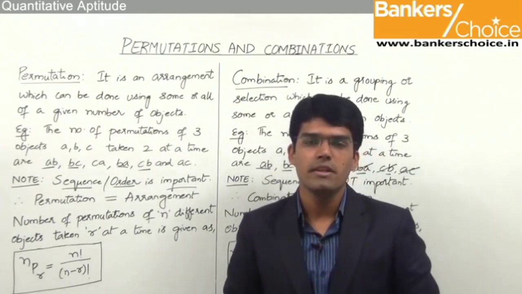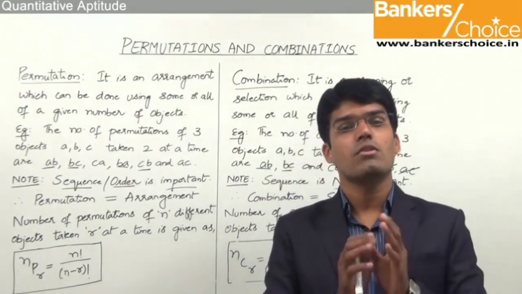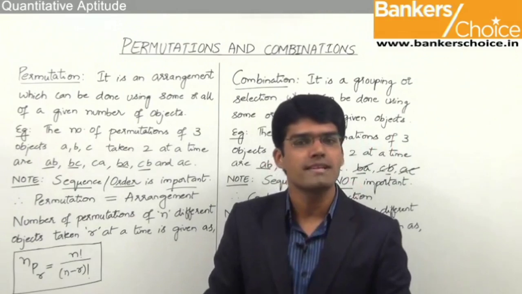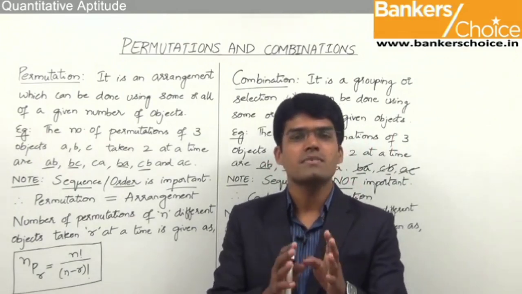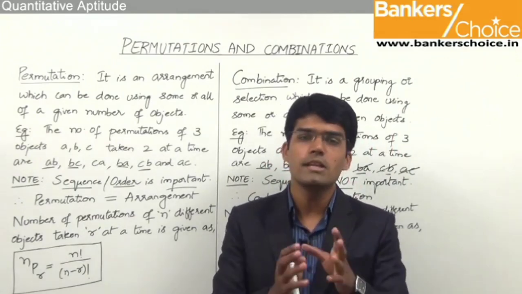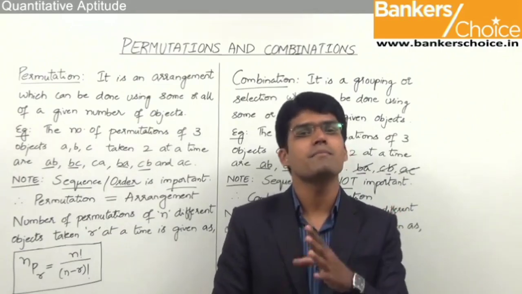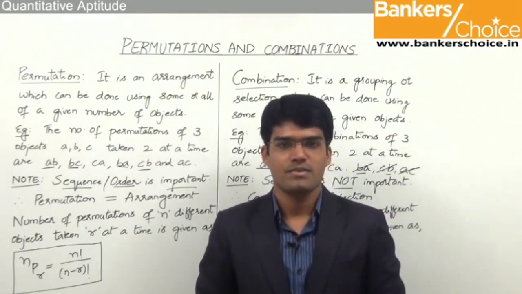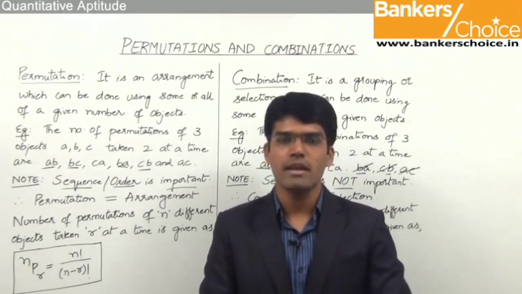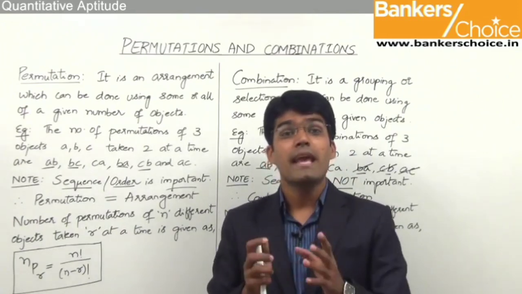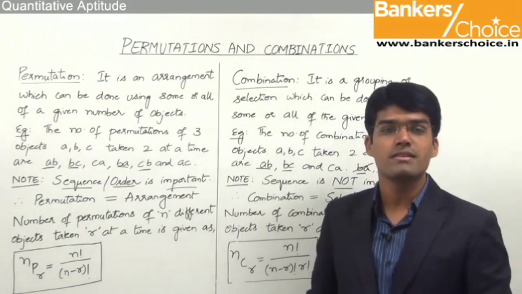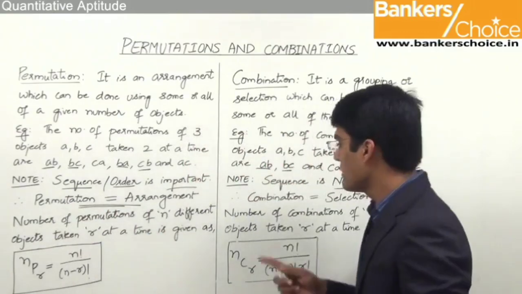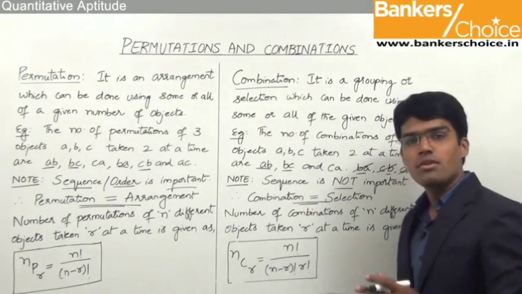So the key point that we need to understand here is the sequence or the order. Whenever the sequence of objects or the order of objects plays an important role, it comes under permutation. And when the sequence or order of the objects doesn't make any difference, then it should be taken as a combination or selection. So that's the major difference between a permutation and a combination. Permutation is nothing but an arrangement, and combination is only a selection. So we can say that permutation is as good as an arrangement, and combination is only a selection or grouping.